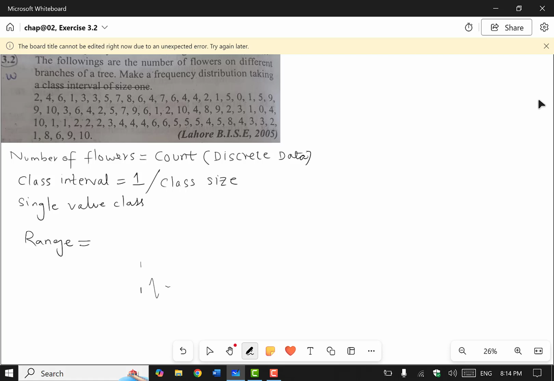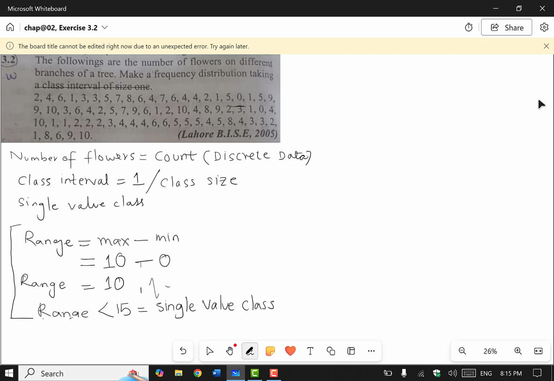And how do we calculate range? By subtracting the minimum value from the maximum value in the data. We need to observe all the numbers given in the data very carefully. Maximum value is 10 here, and the minimum value is 0. So subtracting, 10 minus 0 is 10. Range is 10. As I told you, if range is less than or equal to 15, we will make a single value class. But it is already given in the question that we have to make a single value class, because class interval is given as 1.